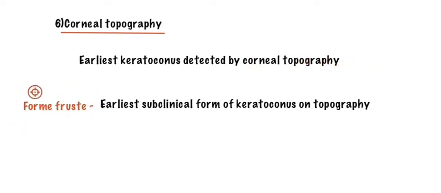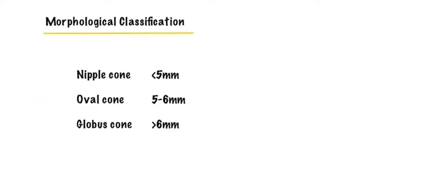And what is formae frustae? This is a very important MCQ. Formae frustae is the earliest subclinical form of keratoconus on topography. So the earliest form, even before the other symptoms or signs have arrived, this thing will be present if the patient has keratoconus, because the shape is changed. So on topography you can easily find. So formae frustae is the earliest subclinical form of keratoconus on topography.